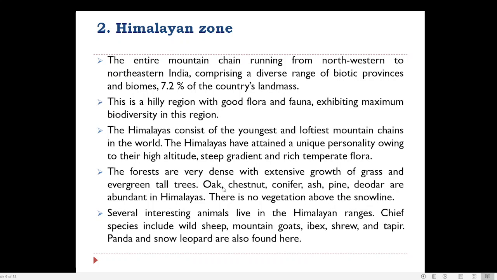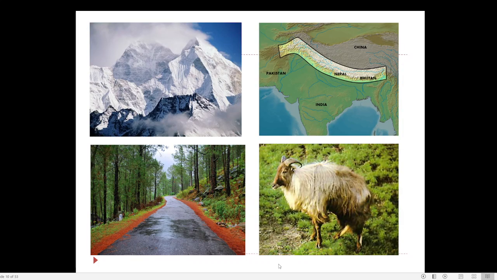For example, oak trees are present, chestnut trees are present, conifers are present. See, the deodar are present. Because at such a high altitude, you might have noticed that if you go to the Munnar area, we can find a lot of eucalyptus trees and pine trees. So these are the types of plants or trees present in high altitude areas.